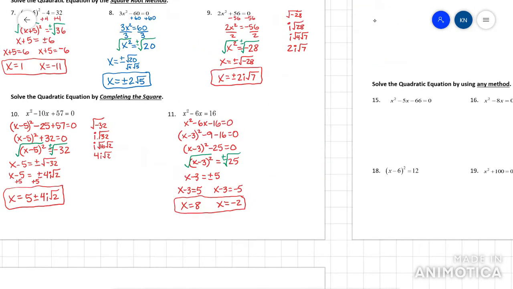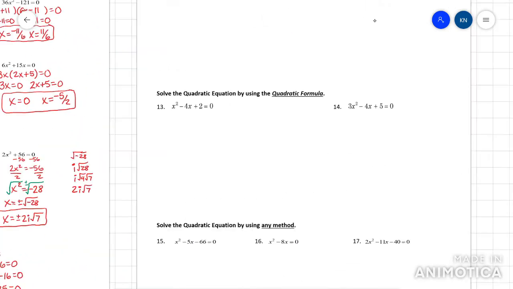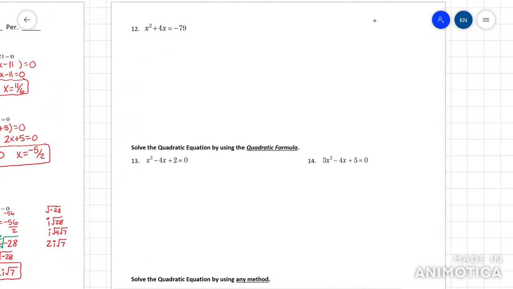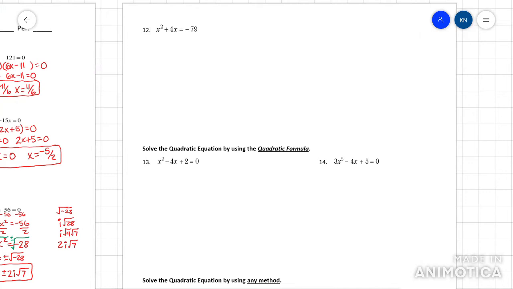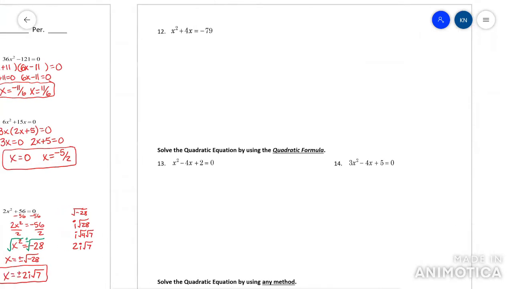Okay, next page. It's one more complete the square to solve. So again, I told my kids to move that minus 79. You do not have to. So now it's a plus 79 on this side of the equation. Cut b in half, minus the L of the FOIL. Then you had that plus 79 equals 0 now.